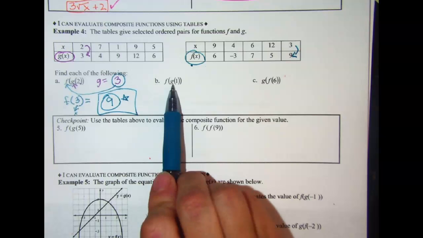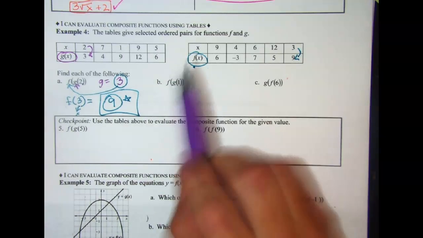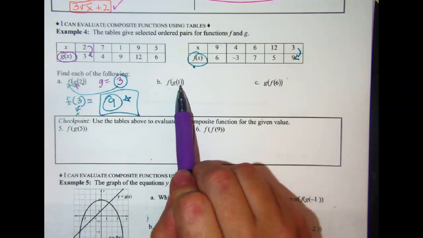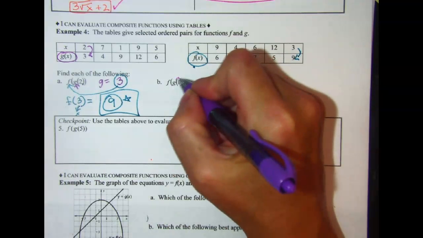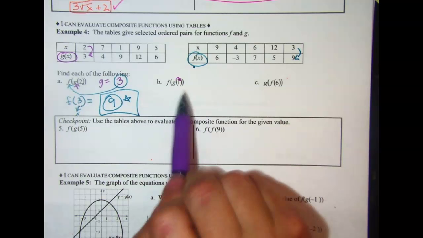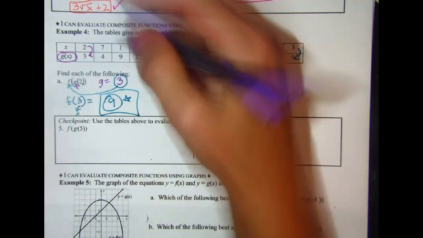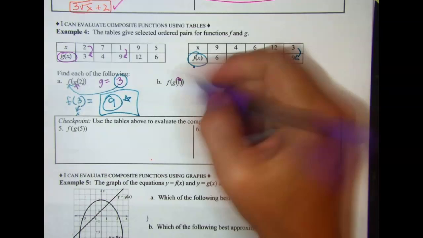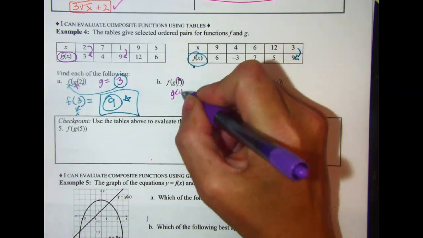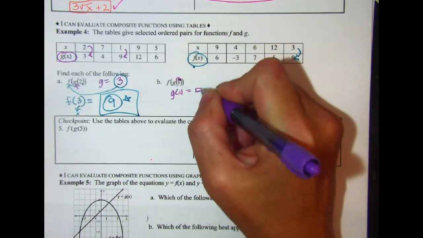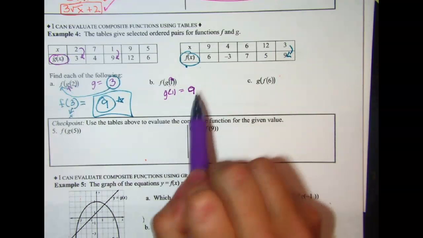So let's look at the next one. It wants me to start with my inner, which is g of 1. So I'm going to again go to my G table where my x value is 1, and that tells me G of 1 equals 9. But I'm going to be using this 9 now.